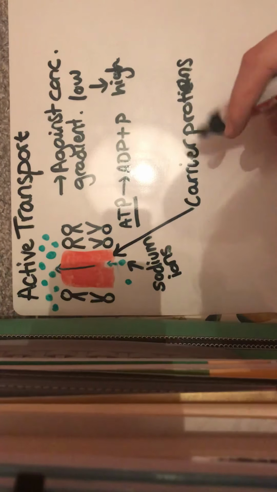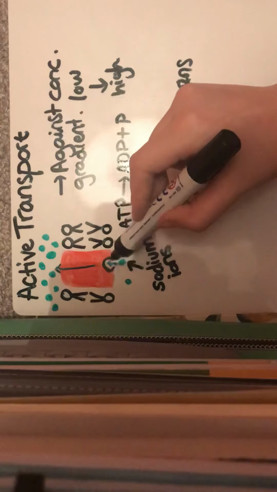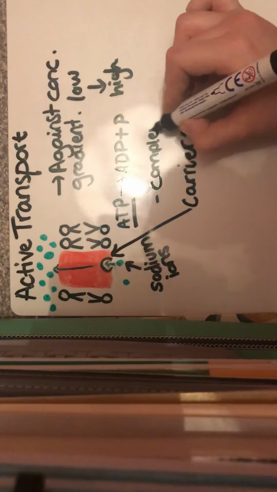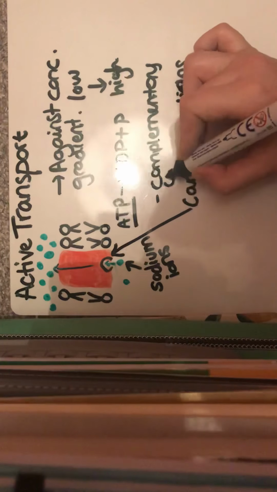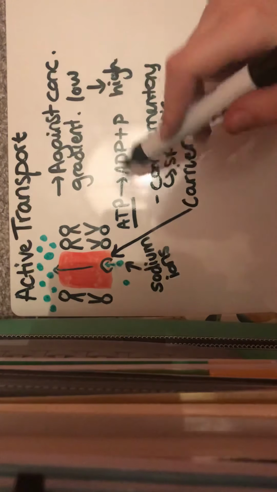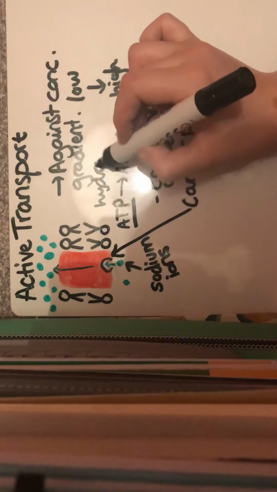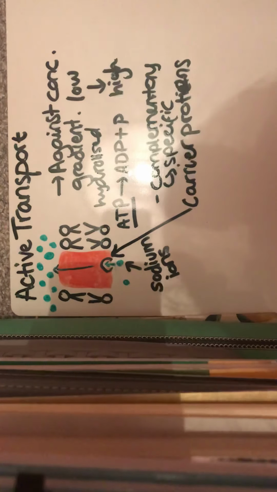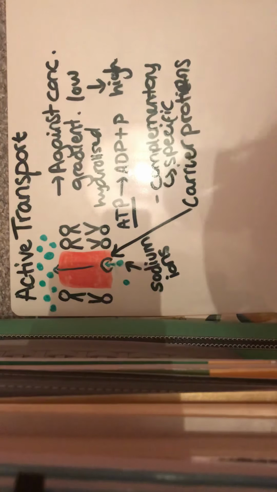And like we've seen in the other videos, the sodium ion will bind to this specific receptor site, so there's going to be a complementary shape. So they're specific to only one kind of molecule. And once they bind, ATP is hydrolyzed, so broken down into ADP and P, or phosphates, and more energy. So this is how we've got the energy created to move the molecule against the concentration gradient, so that it can perform a particular function.